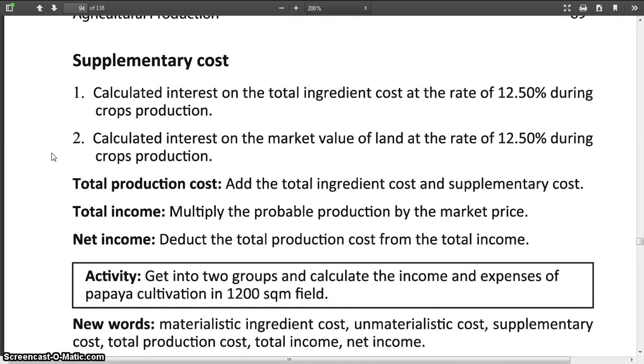Supplementary cost. Calculate interest on the total ingredient cost at the rate of 12.50% during crop production. Calculate interest on the market value of land at the rate of 12.50% during crop production. Total production cost. Add the total ingredient cost and supplementary cost. Total income. Multiply the probable production by the market price. Net income. Deduct the total production cost from the total income.